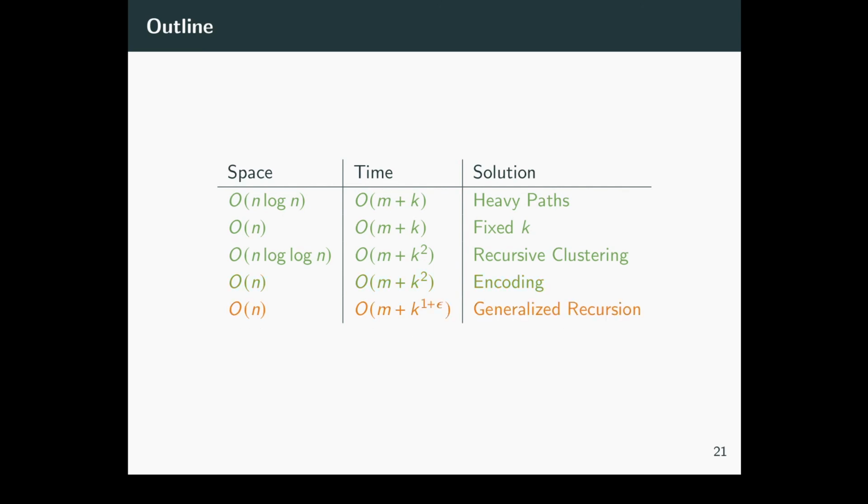And finally, we tune our cluster size. So instead of getting this O of m plus K squared, we're going to get an O of m plus K to the 1 plus epsilon, for any constant epsilon chosen between 0 and 1.